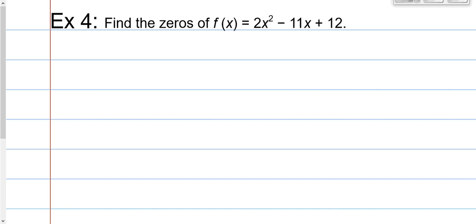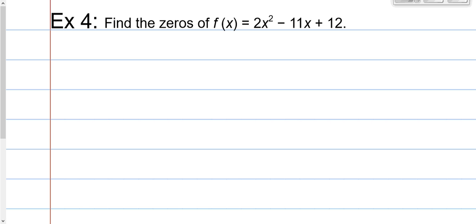So now let's look at example 4. Example 4 is written a little differently. It says find the zeros of f of x equals 2x squared minus 11x plus 12. Now listen, it does not matter what method you use if it says find the zeros. You can use your graph. You can solve by using square roots, or you can factor. Typically, your graph is going to be the easiest way.